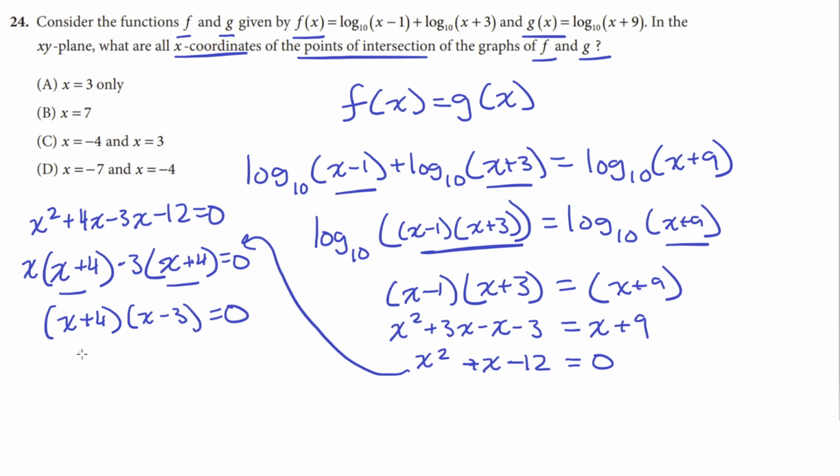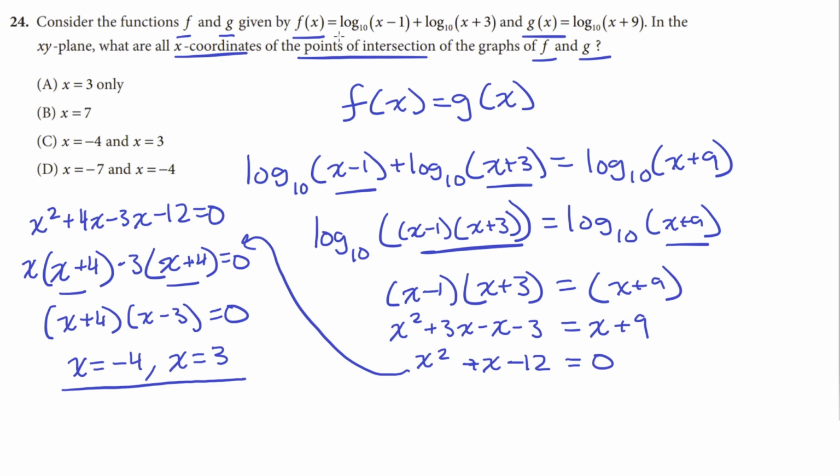So now we can just solve for the values of x. We have x equals negative 4, and x equals positive 3. Because when x equals negative 4, negative 4 plus 4 is 0, and anything multiplied with 0 is still 0, so this satisfies the equation. And the same with 3. When x is 3, 3 minus 3 is 0. So now we have these two values of x.